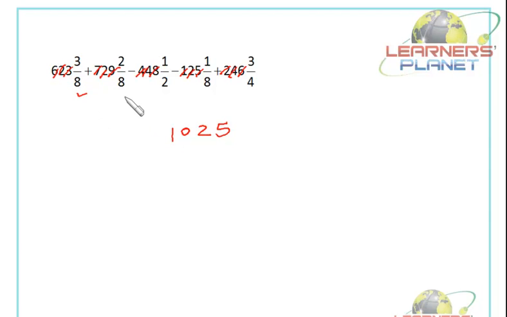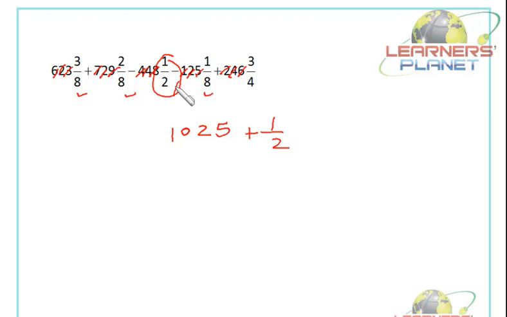It is 3 by 8 plus 2 by 8, that is 5 by 8. 5 by 8 minus 1 by 8, that is 4 by 8. So we are getting 4 by 8 as positive. 4 by 8 is actually 1 by 2. Okay. Now we are getting positive 1 by 2 and this is negative 1 by 2.